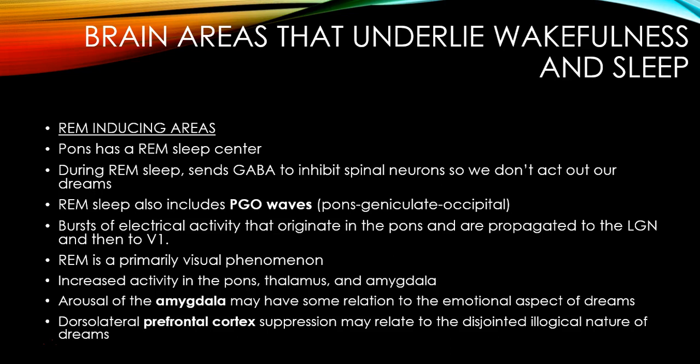What about REM sleep? Well, the pons has a REM sleep center. During REM sleep, it sends GABA to inhibit spinal neurons, so we don't act out our dreams. That's kind of interesting. We said that during REM sleep you lose muscle tone, and it seems that there's this sleep center in the pons that sends GABA, an inhibitory transmitter, to your spinal neurons. That's important because you don't want to act out your dreams.